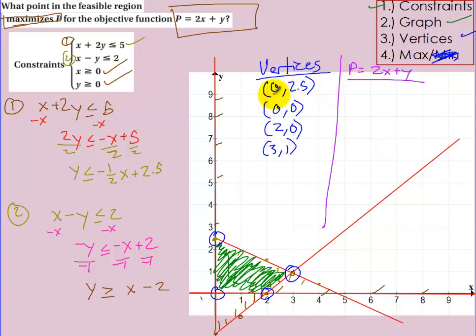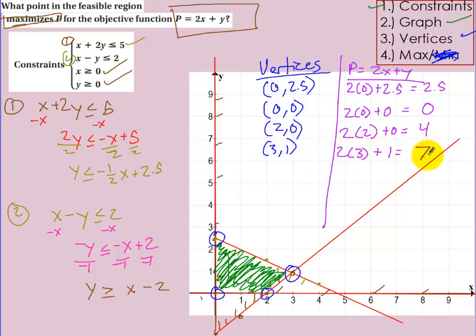So for this first one, you plug in 0 for x, 2.5 for y. So I get 2 times 0 plus 2.5, that equals 2.5. The next one, you plug in 0 for both. It becomes 2 times 0 plus 0, which is going to be 0. The next one's going to be 2 times 2 plus 0, and that's going to equal 4. And the last one's going to be 2 times 3 plus 1, which will equal 7.